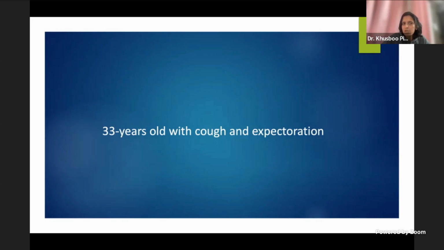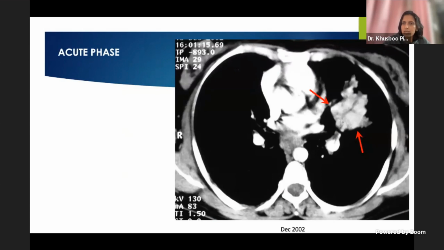So I will just go through this case, which shows how this disease shows a very typical waxing and waning course. So this was a 33-year-old with cough and expectoration, known case of asthma. The first CT scan done in December 2002 showed these areas of a patch of consolidation, which was in fact these dilated tubular bronchi with high attenuation mucus signs, the typical finger in glove appearance. So this was a focal patch of consolidation showing the acute phase of the disease.